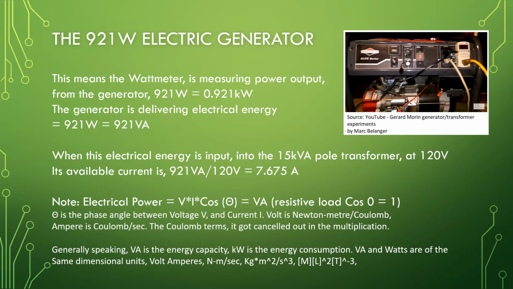Generally speaking, VA is the energy capacity. Kilowatt is the energy consumption. VA and watt are of the same dimensional units: volt amperes, Newton meter per second, kilogram meter squared per second cubed, ML squared T to the power minus 3.